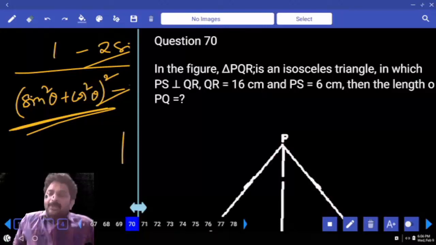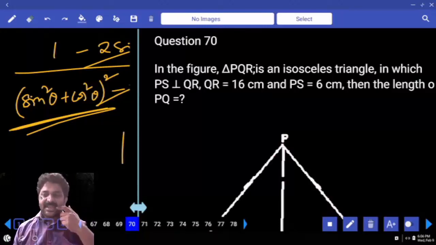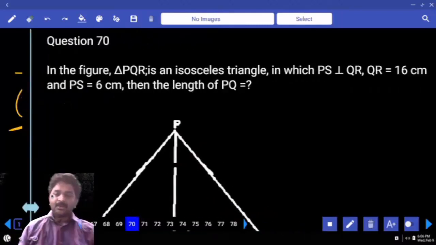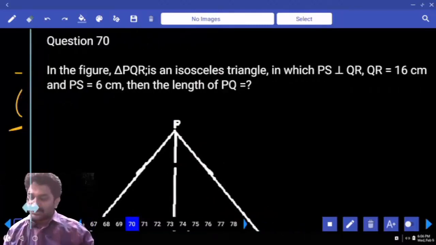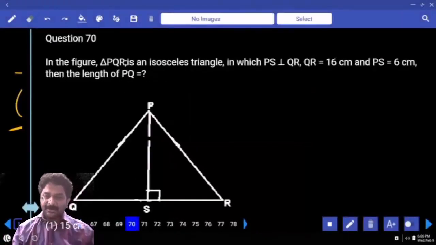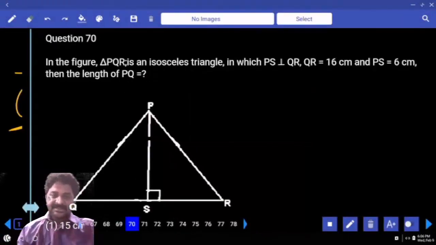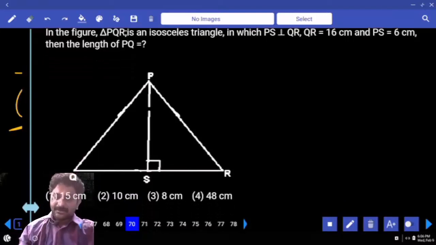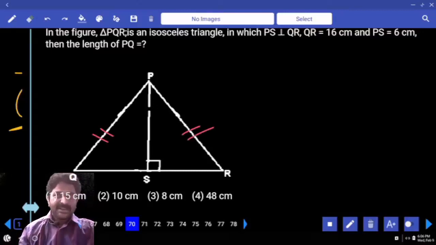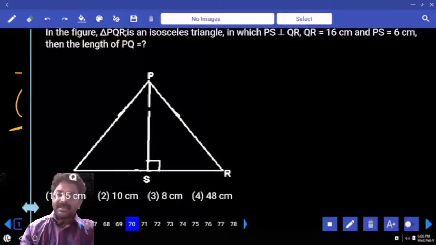Triangle PQR is an isosceles triangle in which PS is perpendicular to QR. QR is equal to 16 centimeters. PS is equal to 6 centimeters. Then the length of PQ is equal to? PQ, right? Isosceles triangle in the sense that two sides are equal, right? PS is perpendicular to QR. QR value is equal to how much is mentioned?